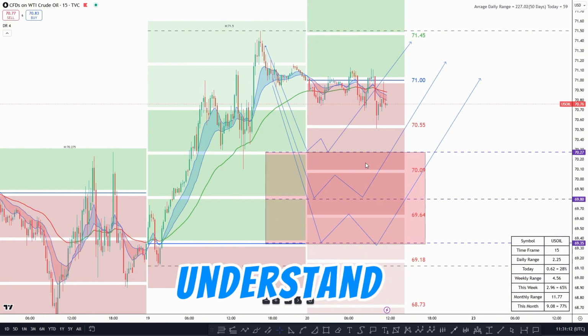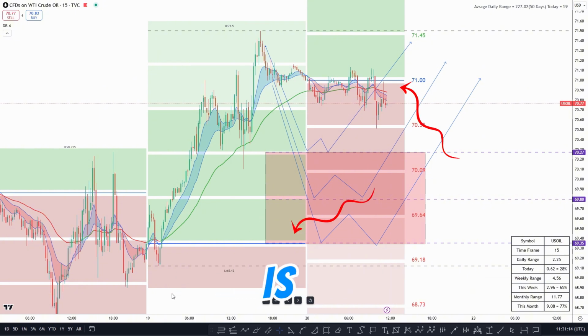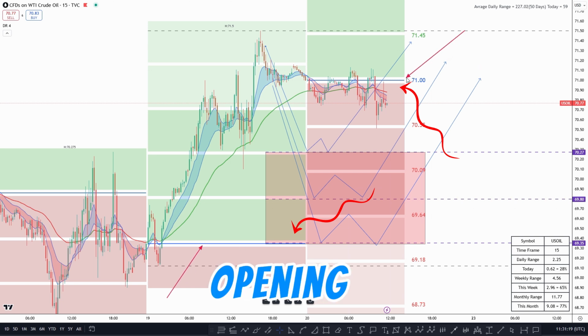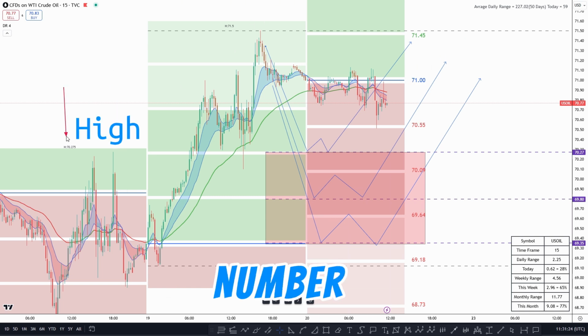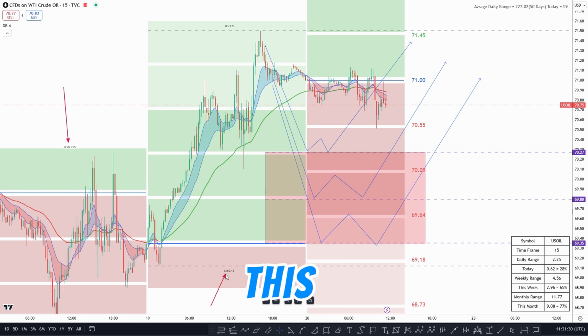How can we understand this system? First of all, the blue line is the opening price. What is this number? It's the high. This day the high was 70.27. What is this number? It's the low. This day the low was 69. Okay, so far so good.